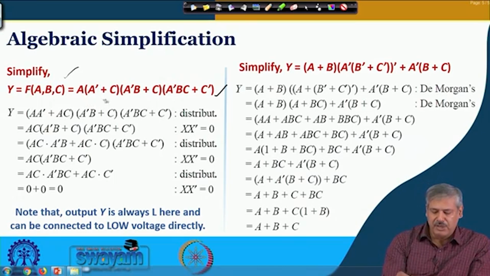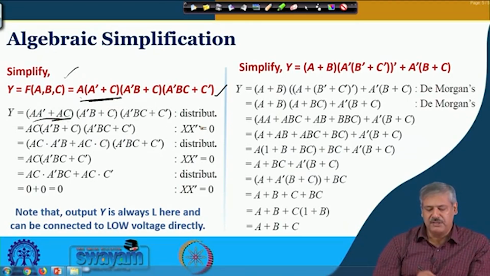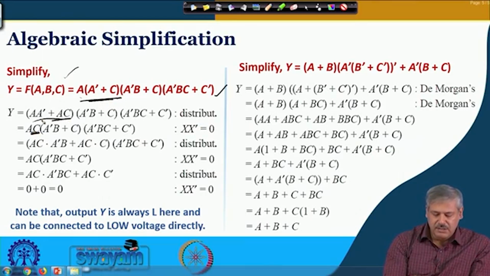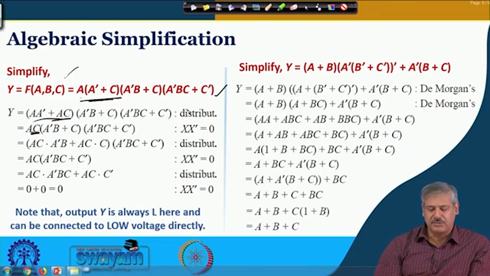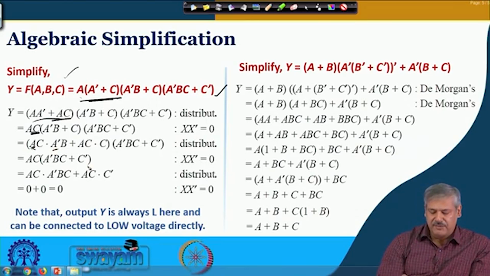This A, when you are ANDing with A prime, this particular thing, you get this one, the rest of the thing remains the same. So, A A prime gives you a 0. So, you are left with AC only. So, this is the AC, and the rest of the terms are as they were. Then again you do an AND operation of AC with A prime B, AC and C, right. So, this A and A prime again will give you a 0, and what you are left with is only AC. So, that is the AC, and then the rest of the terms.